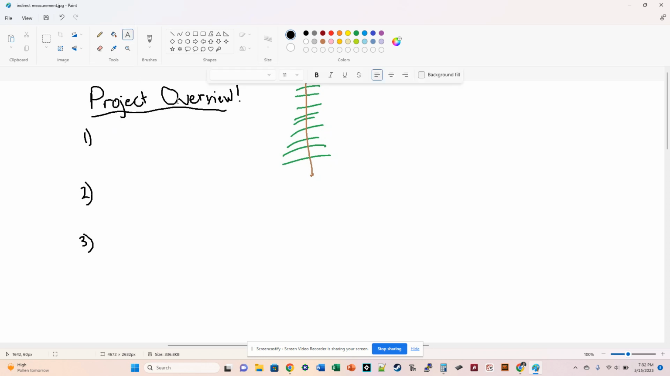So, first up, your job is to find some object, like I'm going to refer to it as a tree, but something tall, a tree, a light post, a building, something that you can't just run a tape measure up and measure. So, let's say minimum, 14, 16 feet, something like that high. And so once you've found that tree or object, your main goal is to find the height of the object using indirect measurement.